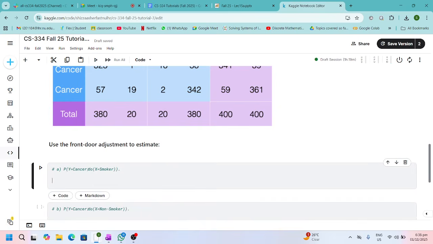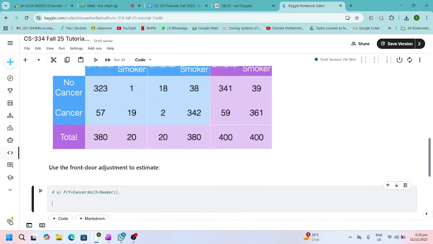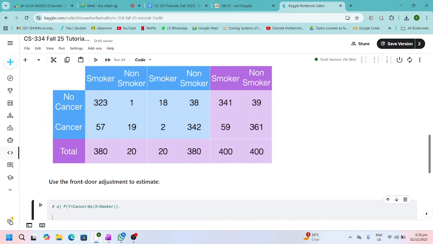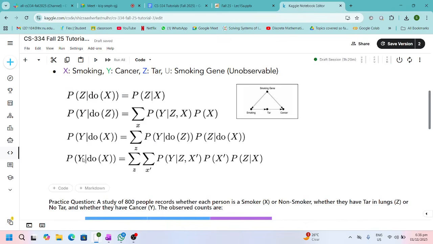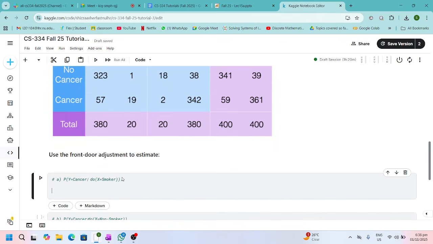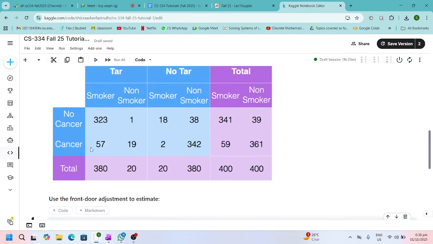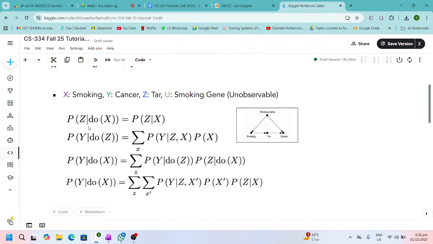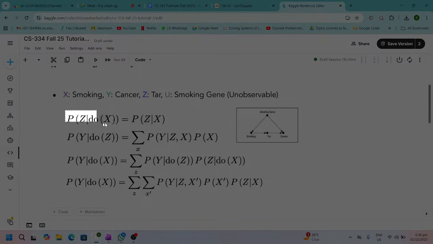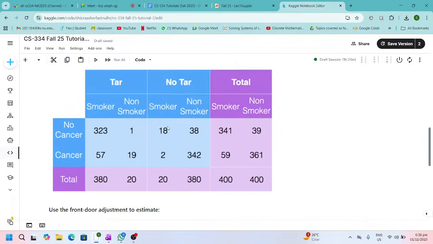Use the front door adjustment to estimate probability that y equals cancer given do x equals smoker. So essentially ये exactly वही चीज है probability y do x. Except कि x की value को अब हम smoker के ऊपर fix करके देख रहे हैं. But that's all a matter of math. This is a multiple step process. And well, let's get started. This is the first thing that you will compute. मैं इसको copy करके नीचे लेके आ रही हूँ to make things slightly simpler.